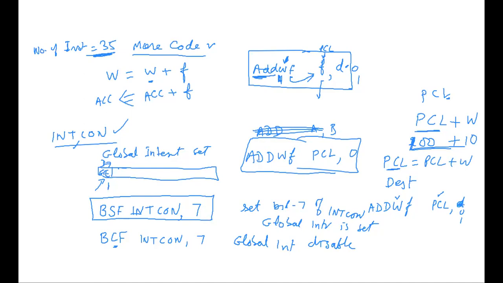Then you have the instructions based on the literals or the control operation, constant operation. I want to add accumulator with the number 15. So how do you write this? Let me erase this.